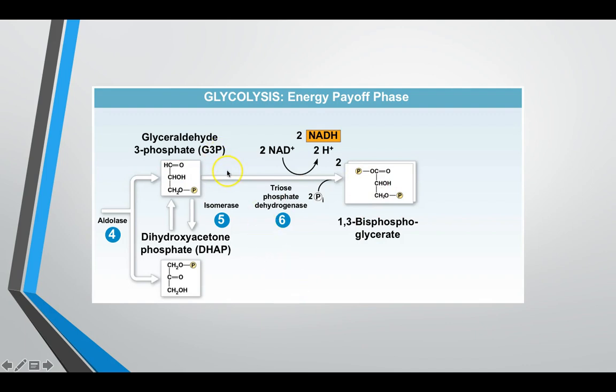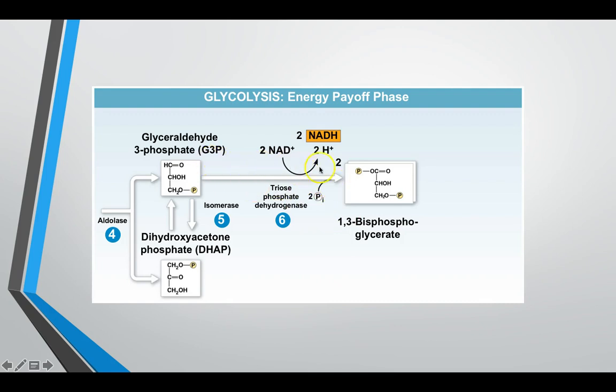The first step is glyceraldehyde 3-phosphate needs to be oxidized. And when I oxidize G3P, NAD is going to be reduced to NADH. Nicotinamide is going to be reduced to NADH. Another thing that is going to happen at the same time, free-floating inorganic phosphate is going to be incorporated into this. Now, I'm not using a kinase this time because I'm not taking the phosphate off of another molecule. This is free-floating inorganic phosphate that's added in.